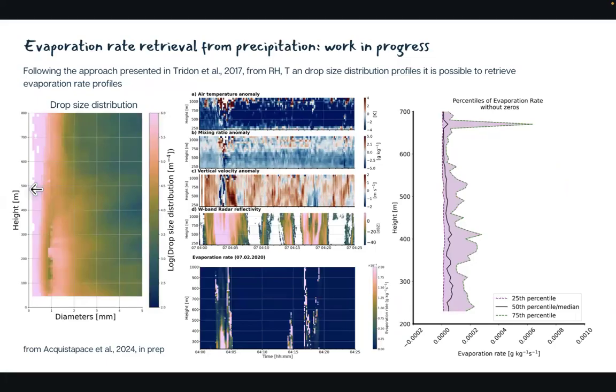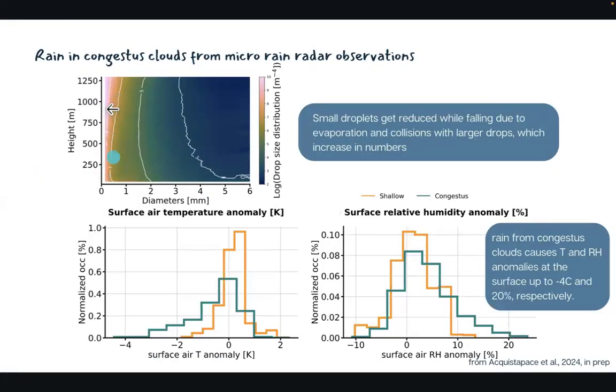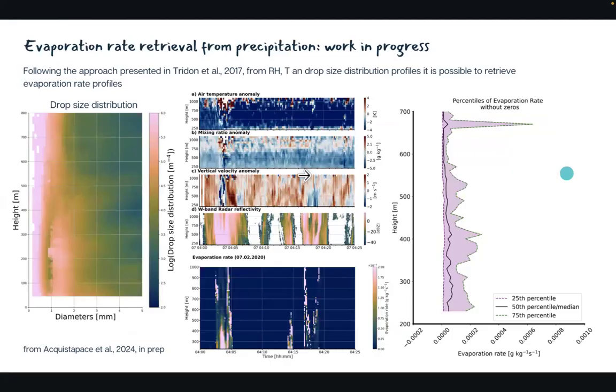There is also some work in progress at the moment that I'm bringing forward together with Raffaella Fogel and Dominique Bugnol. We are trying to retrieve the evaporation rate, because in the previous slide we saw that these small droplets evaporate. So we are trying to quantify the evaporation rate of precipitation as a function of elevation using the approach that was presented in Tridon et al. in 2027. This approach needs a synergy of different profiling observations, which is what we have in this case, because we have the drop size distribution from the MRR, and then we have the Raman LiDAR that gives us profiles of temperature, humidity and vertical velocity.